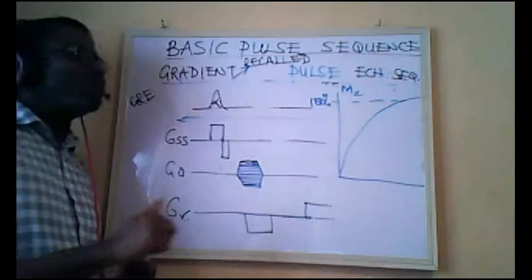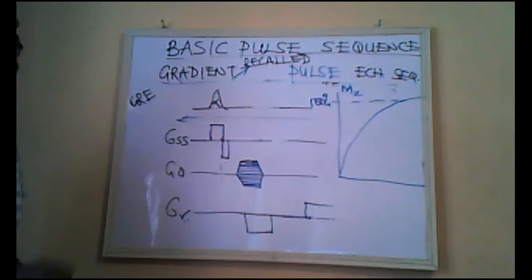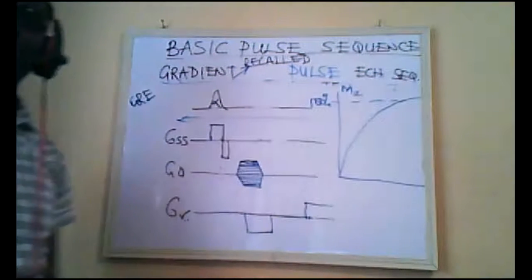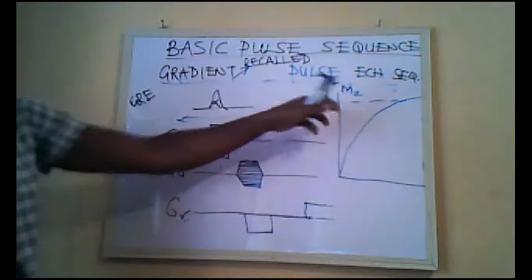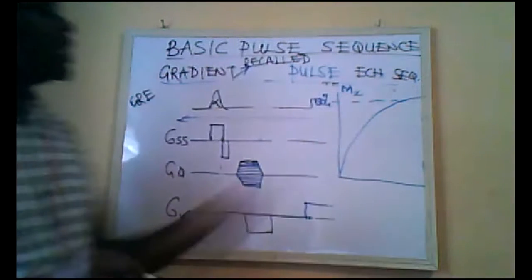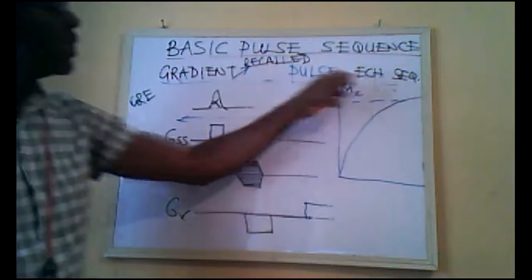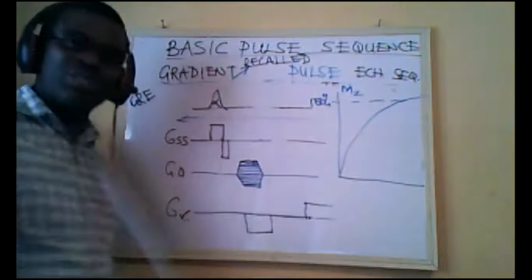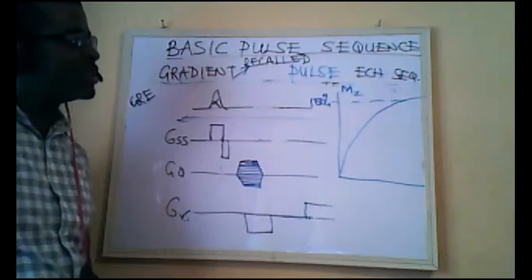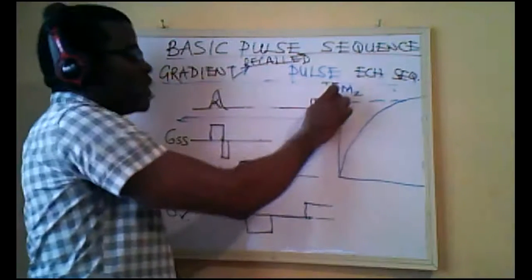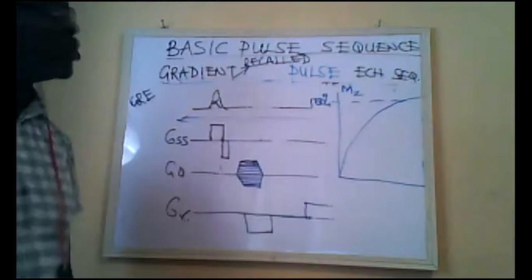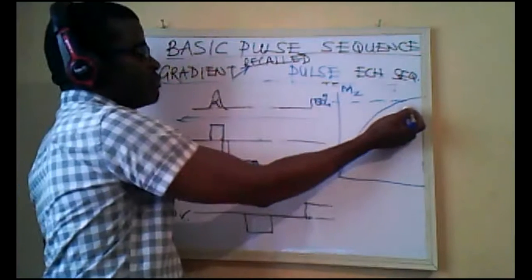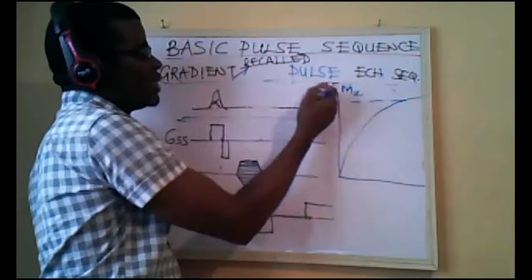But for gradient echo, we don't want that recovery to reach 100%, to reach the full longitudinal magnetization, because it is actually the amount of this which we recover that we are going to use in the subsequent iteration. If we don't recover much of this, we are going to have less that will fall into the transverse plane, assuming after the first state we got 90%.